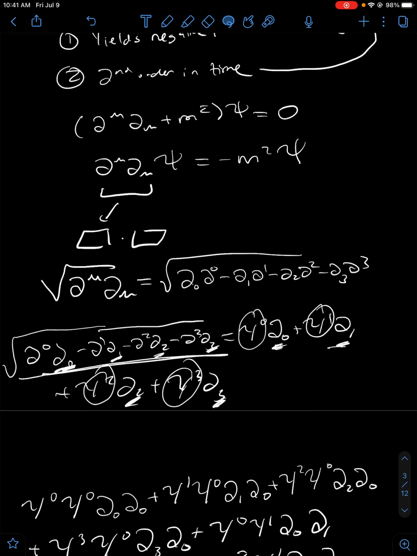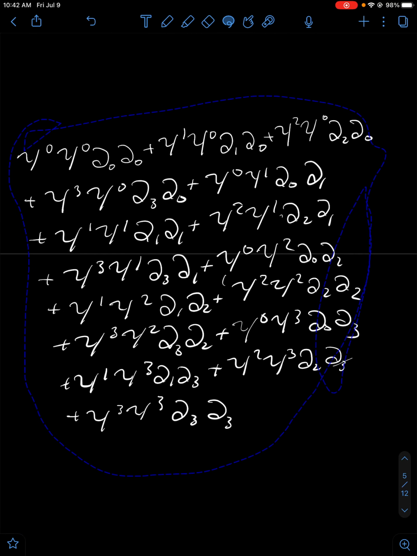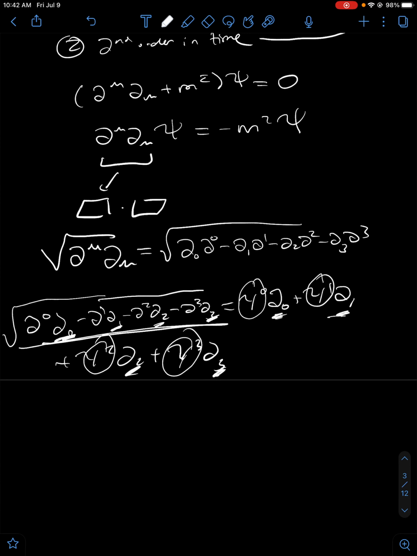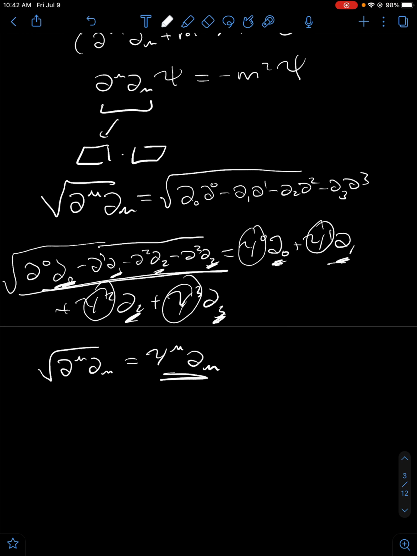Now, let's actually have to ignore this over here. This is some future stuff. Okay. So, he basically said that the square root of partial mu is essentially gamma mu partial mu. Okay? Where this is just like a true linear combination. There's no Minkowski metric hidden there.